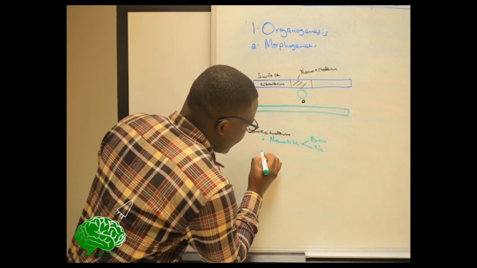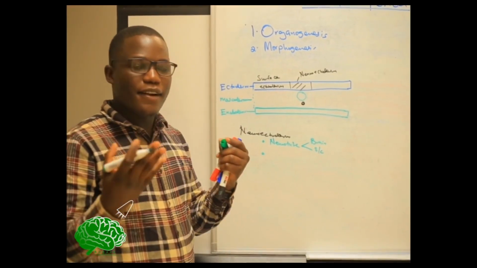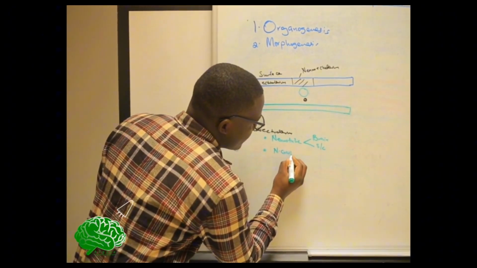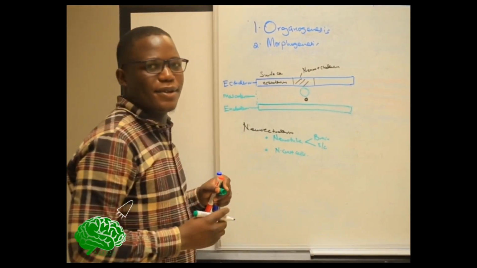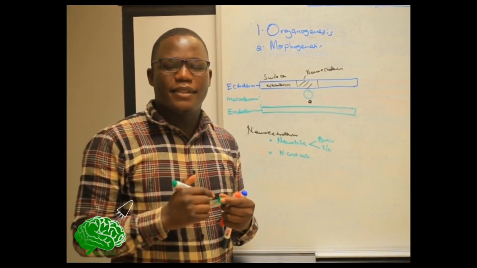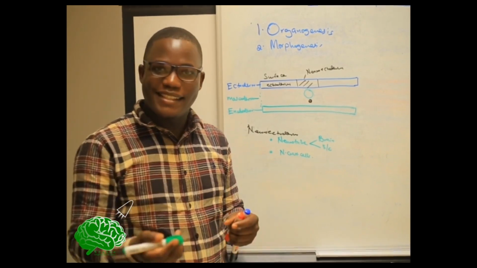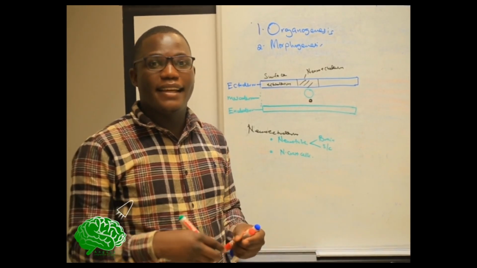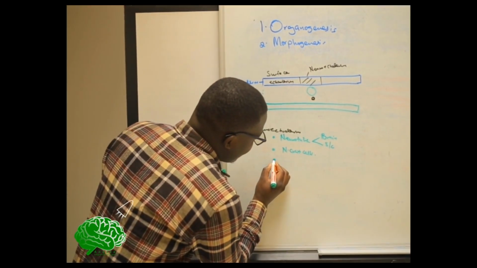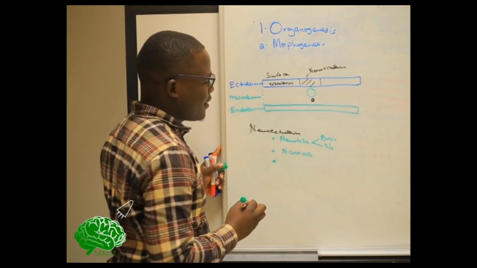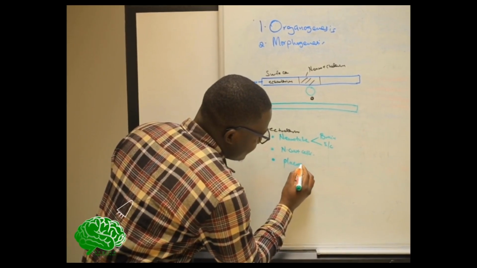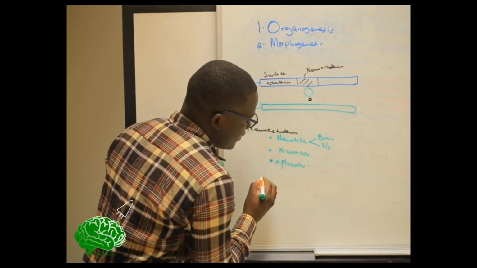Then the second thing that the neuroectoderm gives rise to is what we term the neural crest cells. These neural crest cells will give rise to structures such as ganglia. It will give rise to Schwann cells, the melanocytes, and many other structures. Then eventually, the third structure that the neuroectoderm gives rise to, we term the placodes. The placodes, or the neuroplacodes.